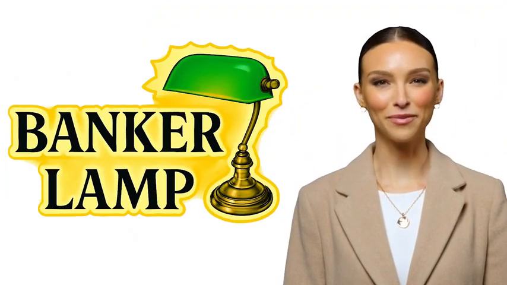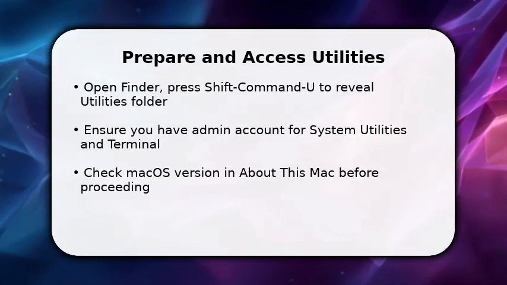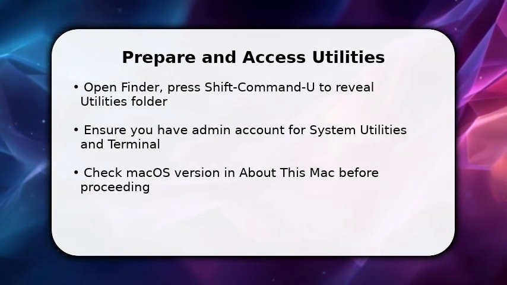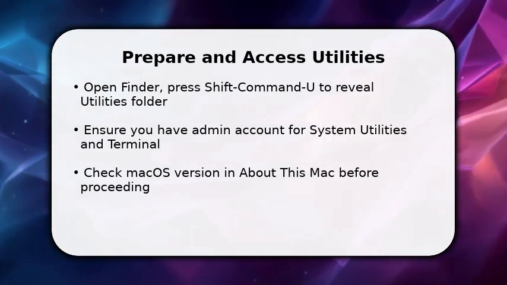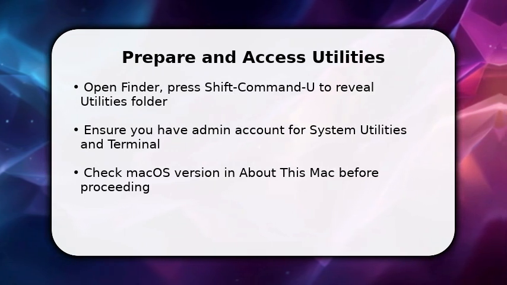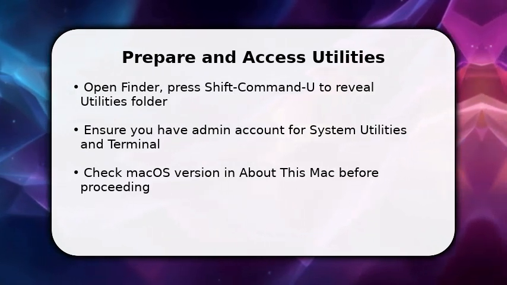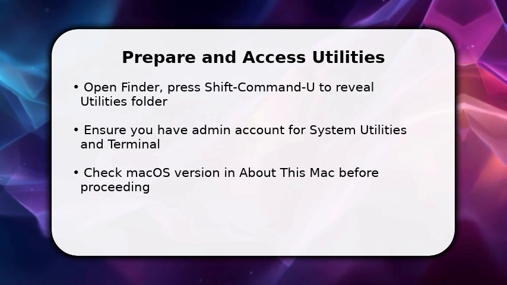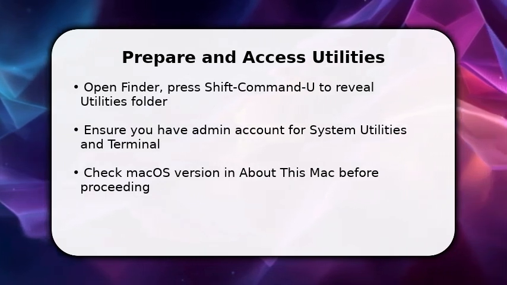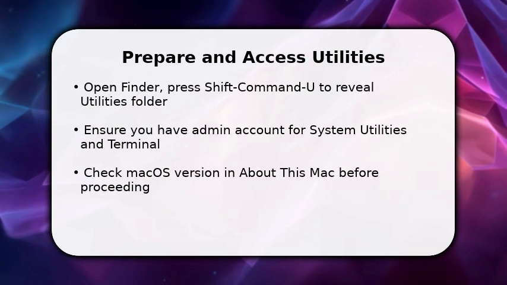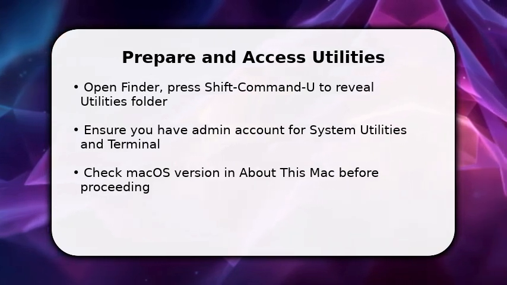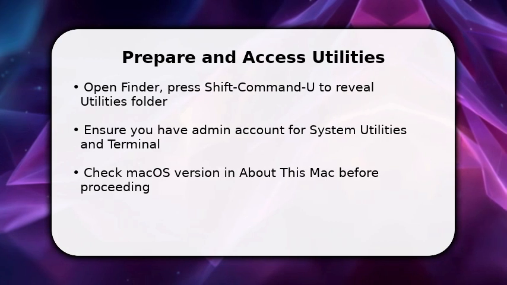Please enjoy the video. You're starting inside Finder. Press Shift-Command U to open the Utilities folder immediately. Once there, verify you're using an administrator account so commands and system utilities will run without permission blocks. Also confirm your macOS version under About This Mac because tool locations and options differ across releases.